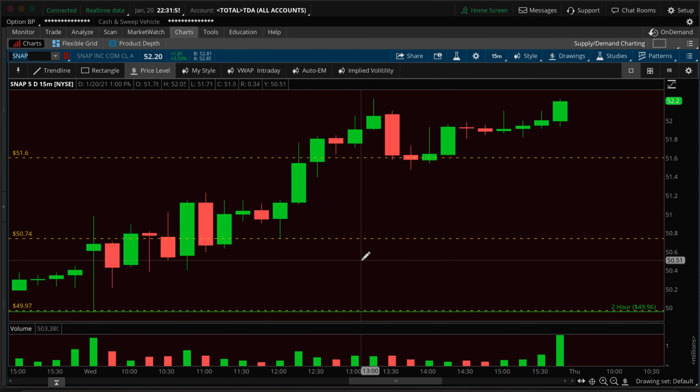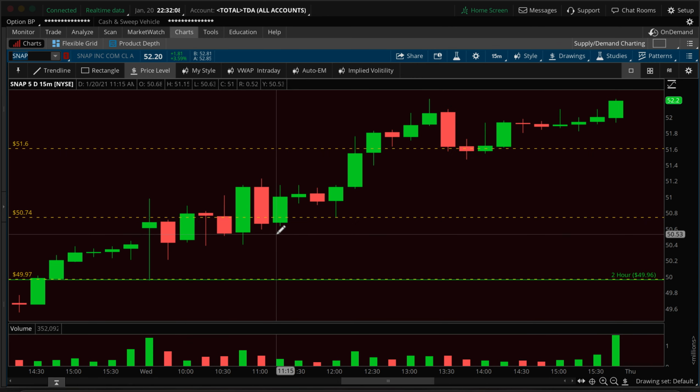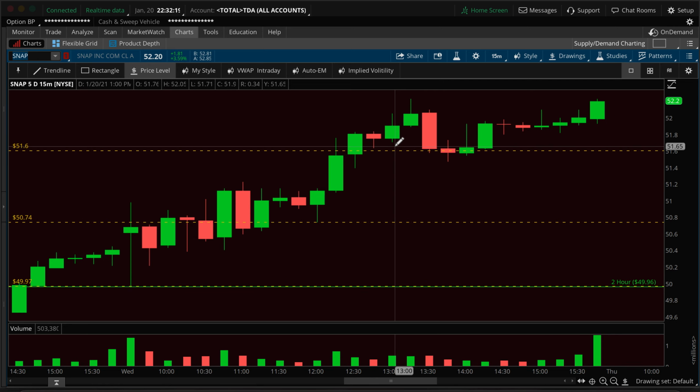But we then rallied here. We kind of held around here, rallied. Then on this pullback, we held that zone and then rallied again here. So I got in the calls here. When we pulled back to the zone here, I got into a 52 strike call.